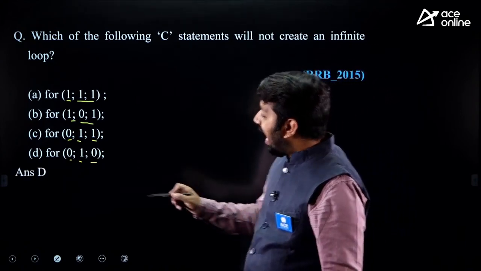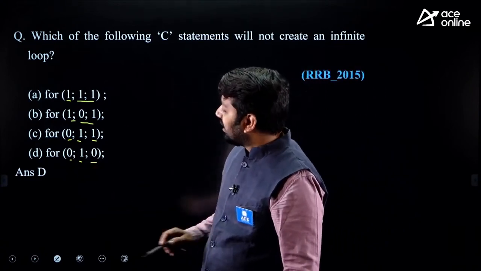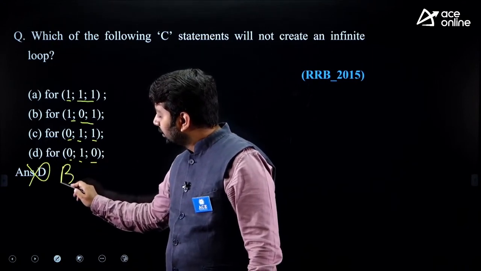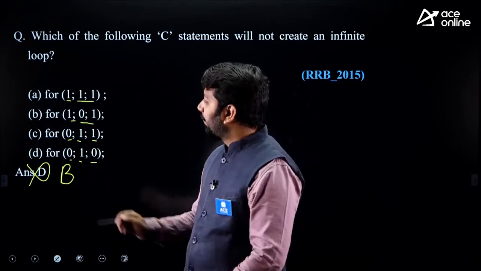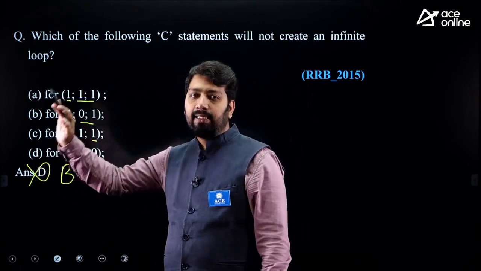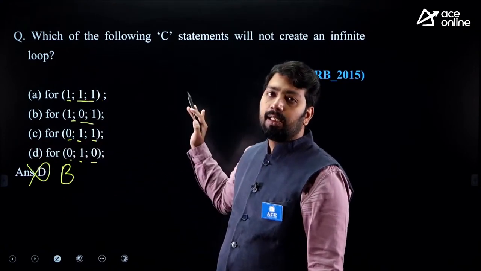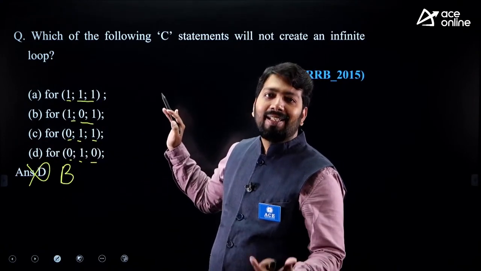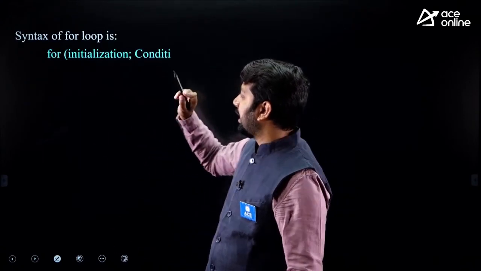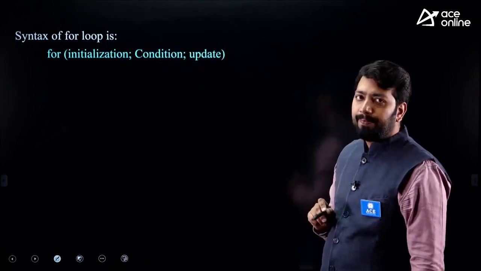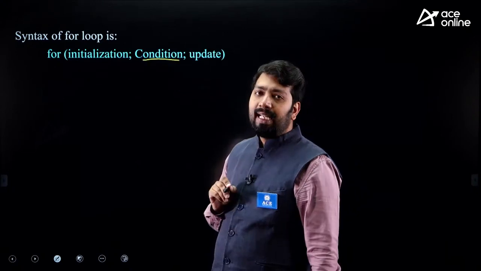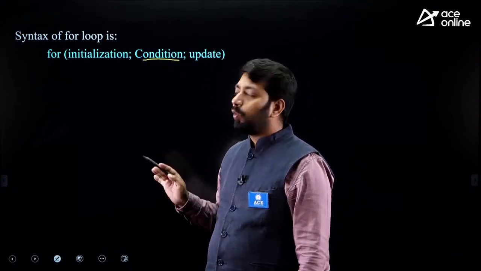Answer is D. Answer is not D. This is incorrect. Answer is B. How answer is B? Look, if you notice in the for loop, first part is initialization, then condition, then update. Let me tell you again. In the for, first part is initialization, then condition, then update. So if it is always true, then our loop will always execute.